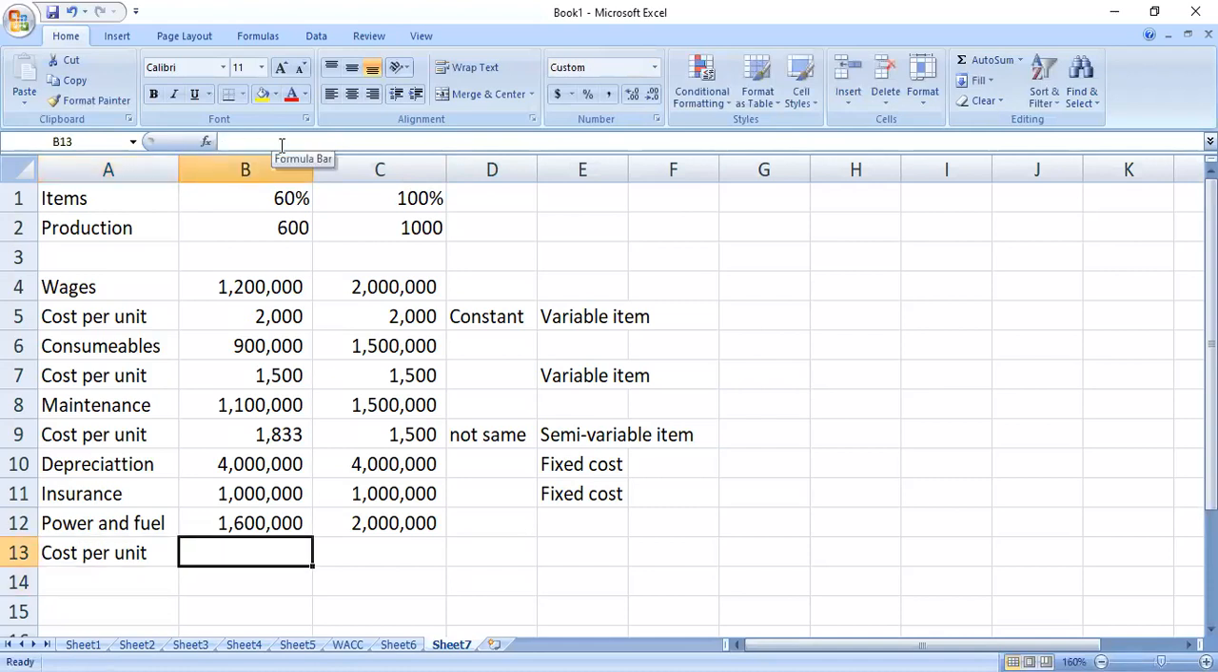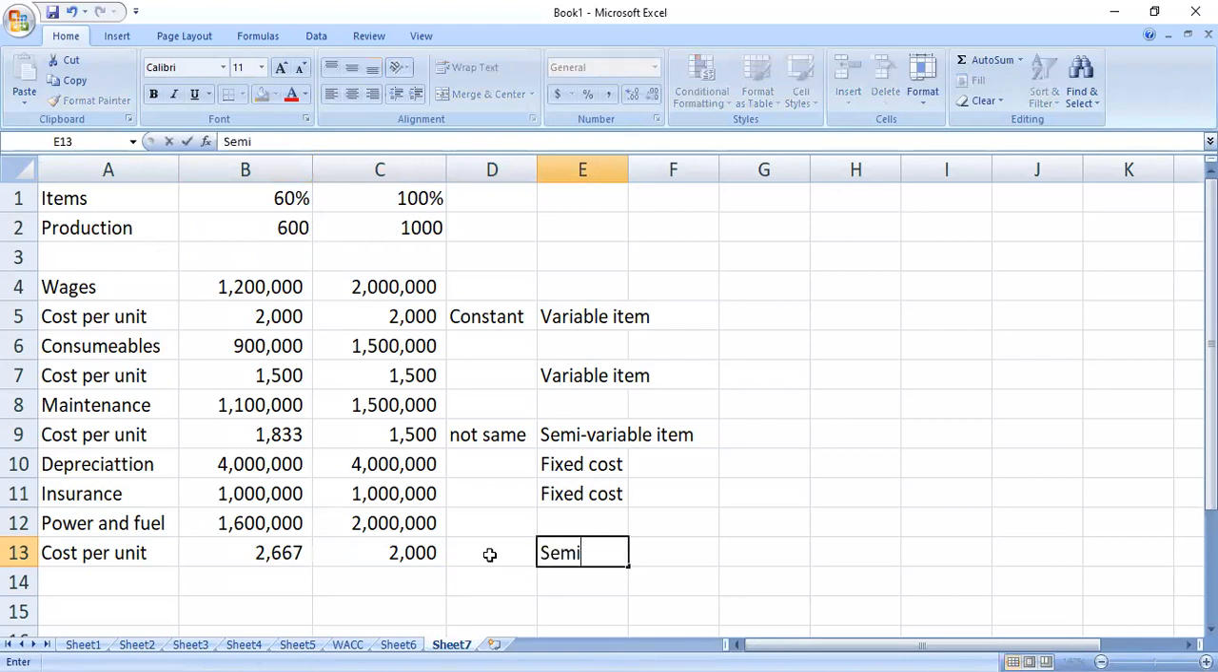So in determining the cost per unit, we're saying it is this divided by the level of activity, which is 600. Okay. So in determining it, you still find that the variable cost or the cost per unit are not constant. So if it's not constant, we say this is what? Semi-variable. Okay.